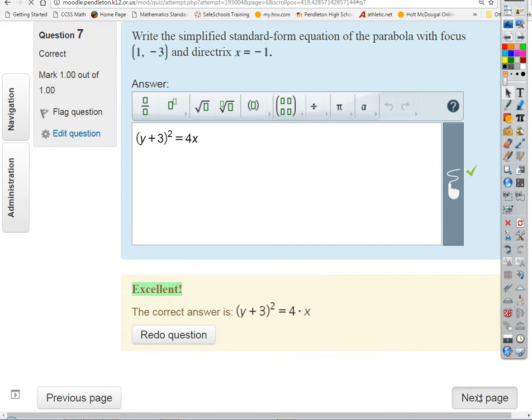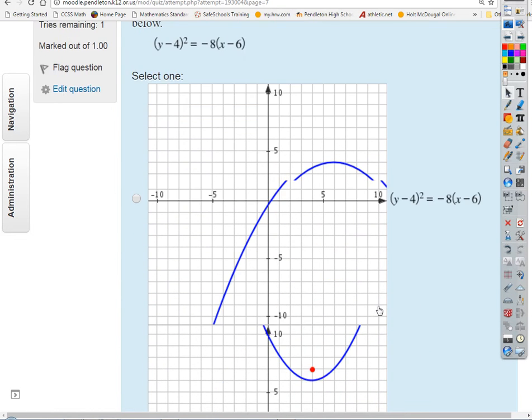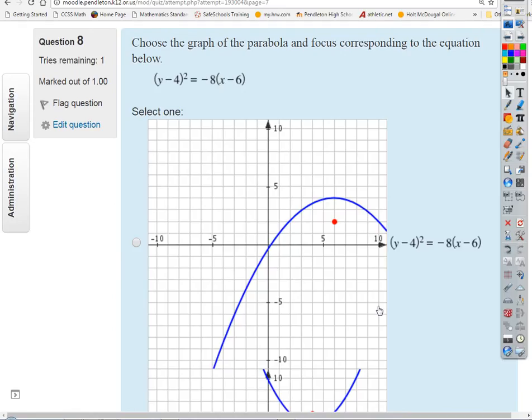Okay, choose the graph of the parabola. So this is pretty simple, right? They're giving it to us in standard form. So interpret this for me. Where is the vertex? What's h? 6 is h, good, because that's just being subtracted from x, right? So that's h, and k is 4, right? So 6, 4, and what's p? -2. Good. 4p equals -8, so if we divide that by 4, p is -2.